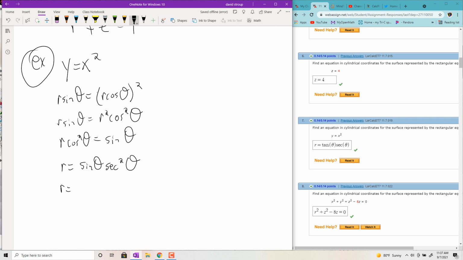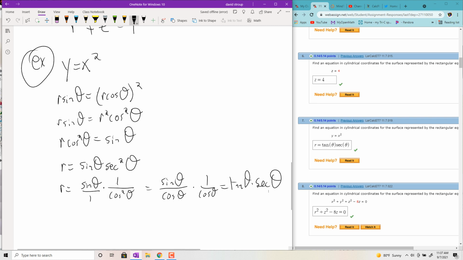Well, I just rewrote sine theta times 1 all over cosine squared theta. You could rearrange things a little bit and get sine theta all over cosine theta times 1 over cosine theta, and that gives you the tan theta times secant theta that you see in my answer. But I'm pretty sure that the computer is good with either answer.